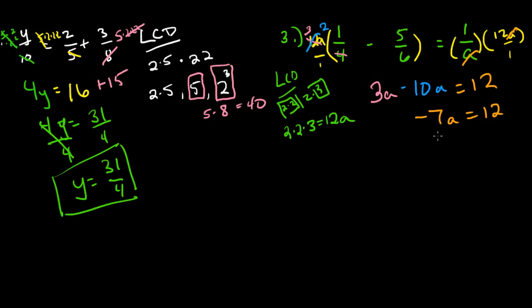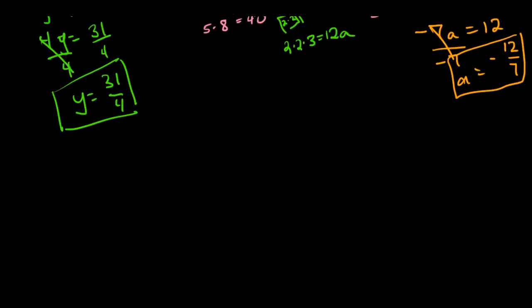That's combining like terms. Then we can use the multiplication principle. We can divide, and we'll get a is equal to negative 12 over 7. And that's our answer there. Try a couple more on this video, and then I'll do another video that has the rest of the equations on them. Let's do number 5.